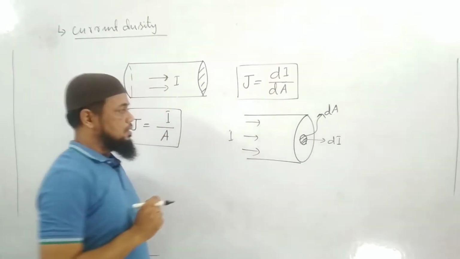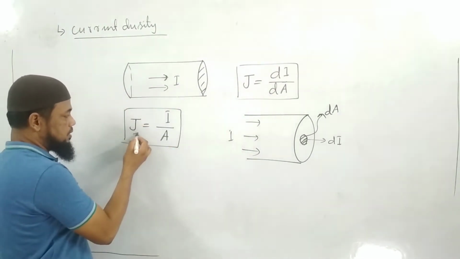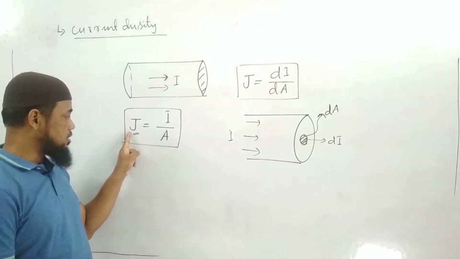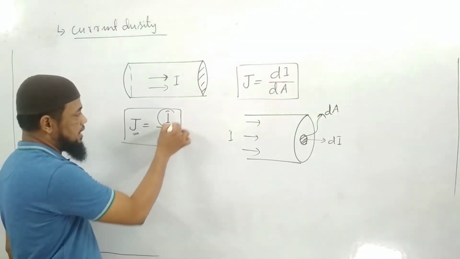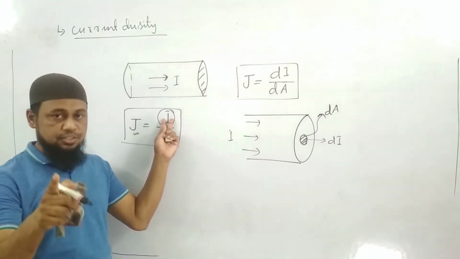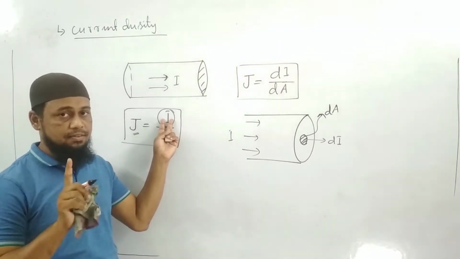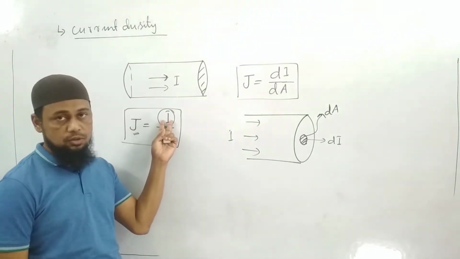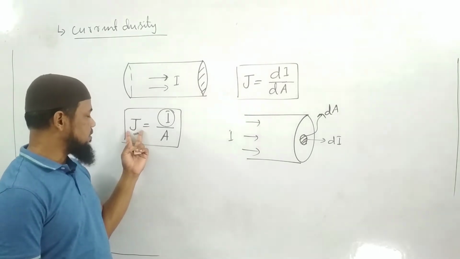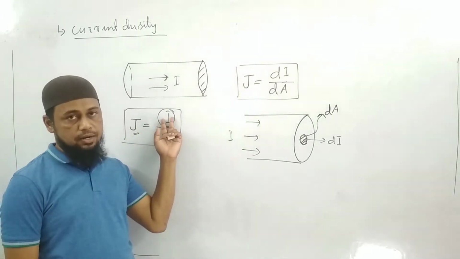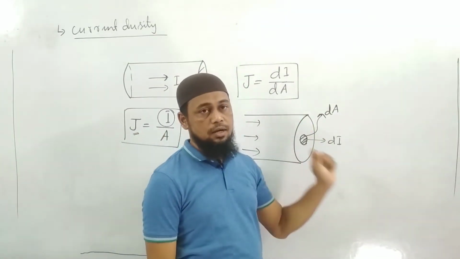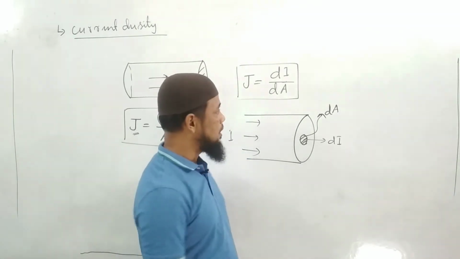This is a vector quantity. Current is a scalar quantity, but current density is a vector quantity, and the direction of current density is the same as the direction of current. Electric current has direction, but it does not behave as a vector because it does not obey the vector law of addition. The direction of current density is in the direction of current, which is basically going to be normal to the cross-sectional area. Clear?